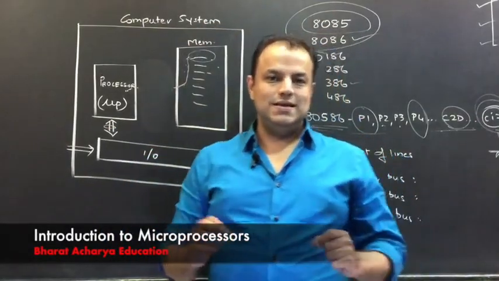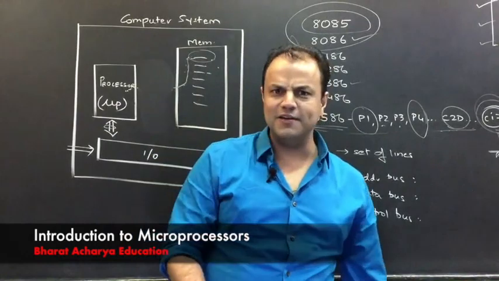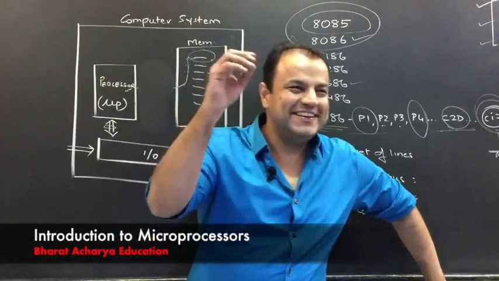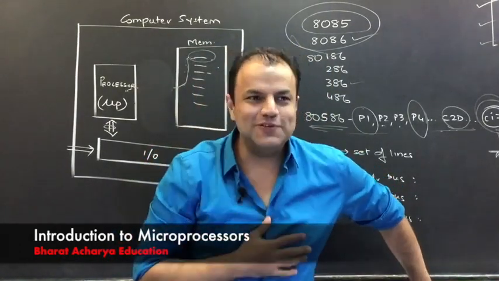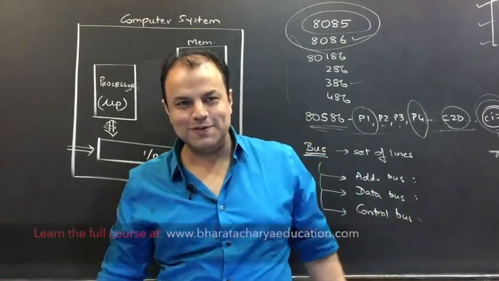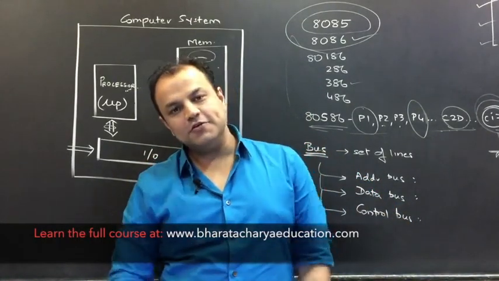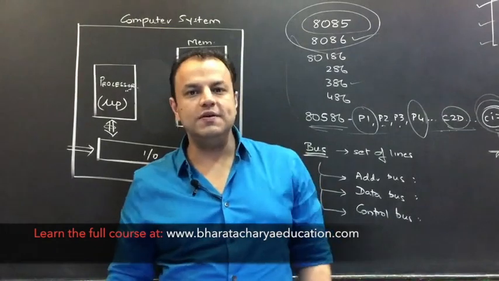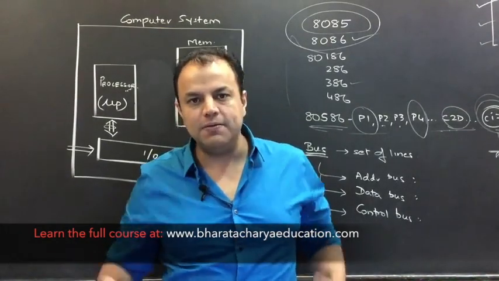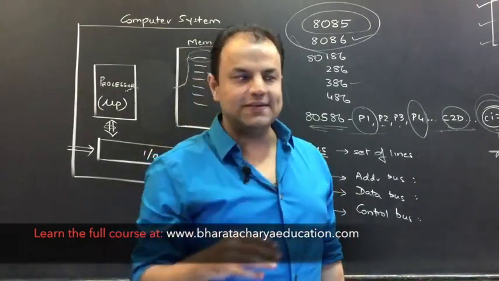So a bus is a set of lines. I think I've said it 10 times by now. If I say size of a bus, what am I talking about? Am I talking about the length of the bus? No, who cares? Size of a bus means the number of lines. So it's always given in terms of bits. 8-bit bus means 8 lines. 16-bit bus means 16 lines.